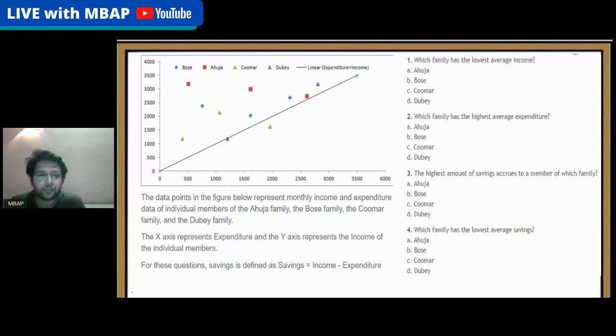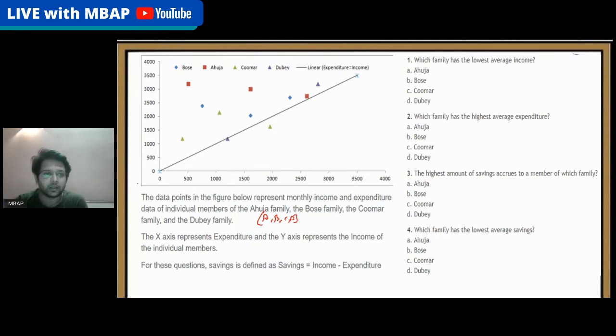The question says, there are a lot of numerical data which is being given to you. The x-axis and the y-axis of a graph has been given to you. The data points in the figure below represent the monthly income and the expenditure data of individual members of Ahuja, Bose, Kumar, and Dubey. So let me term these families in a very simple manner. Let's term these values as A, B, C, D. There are four families.